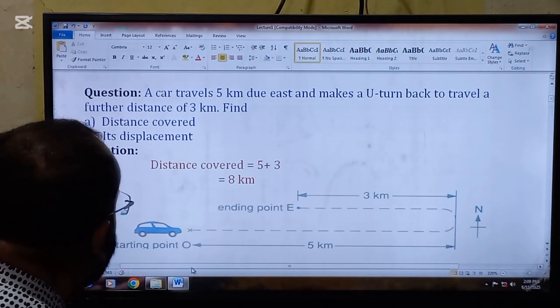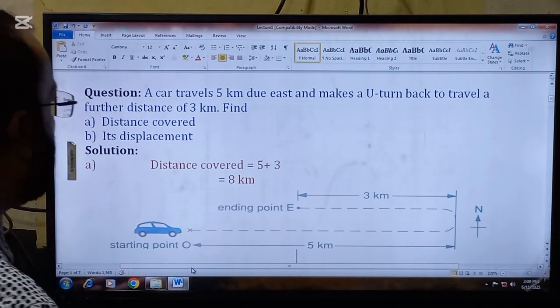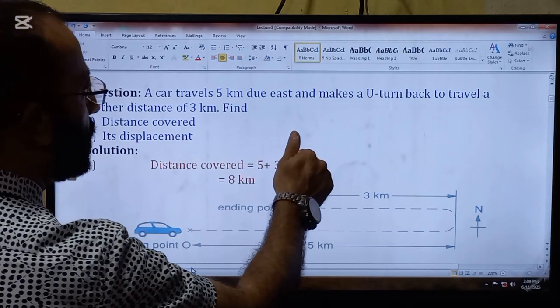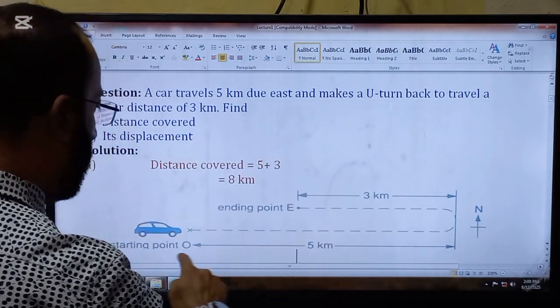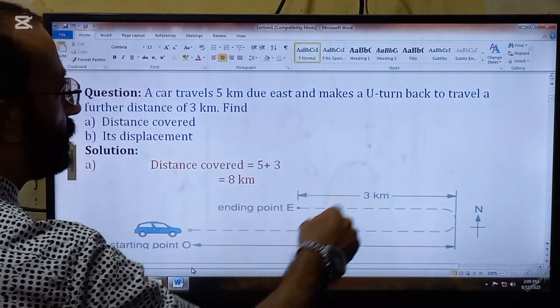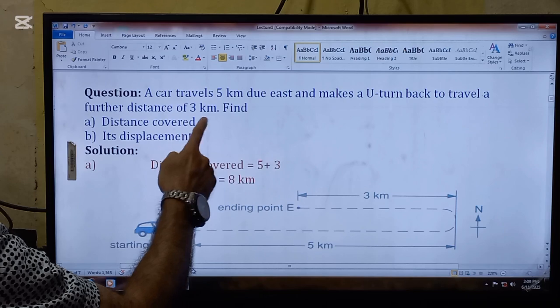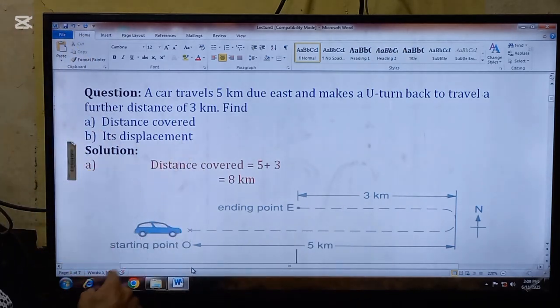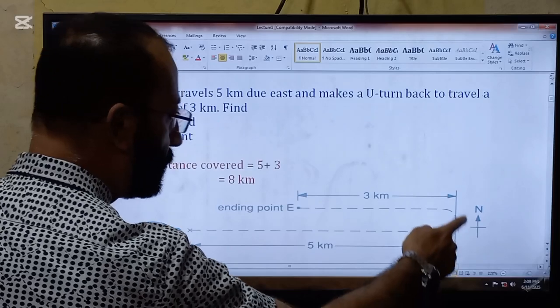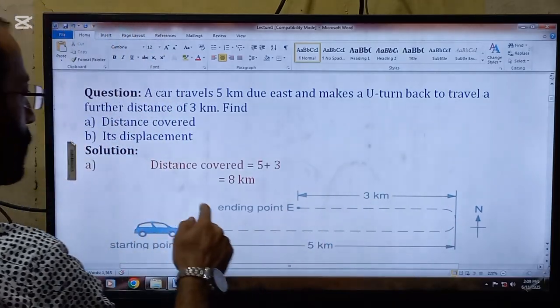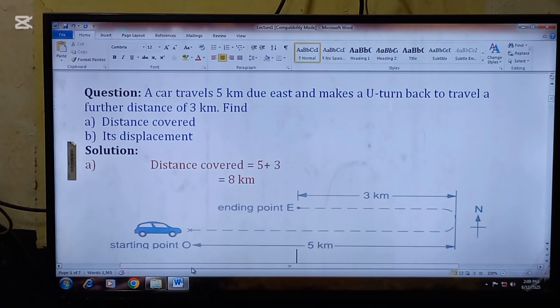Here comes a question that will make your concepts more clear. A car travels 5 km due east and makes a U-turn. So look now, due east covers a 5 km distance and makes a U-turn to travel a further distance of 3 km. So here is the 3 km distance. Find the distance. So distance is the total distance that is covered. That is 5 plus 3, 8. So distance is 8 km.